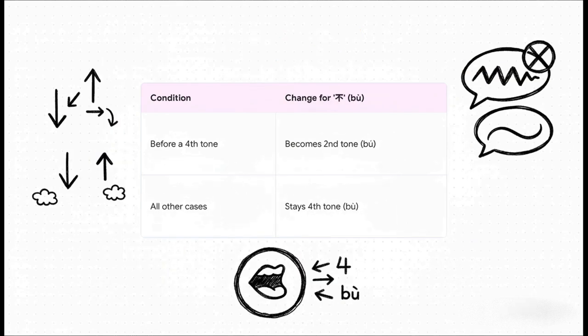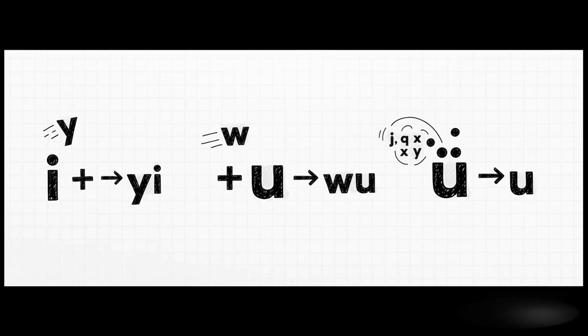The word for not, bù, follows a similar but even simpler rule. It's normally that sharp, falling fourth tone. But if it comes right before another fourth tone, it changes to a rising second tone, just to break up the choppiness. So you'd say bú yào. Any other time, it just stays as bù. Simple as that.